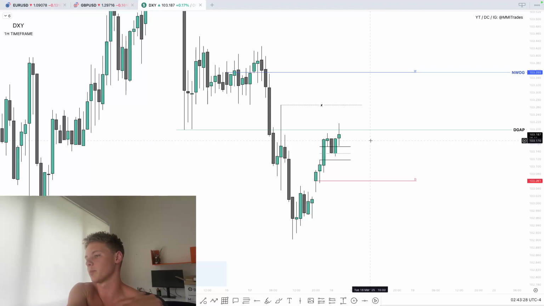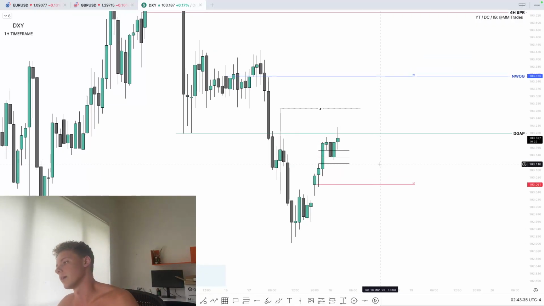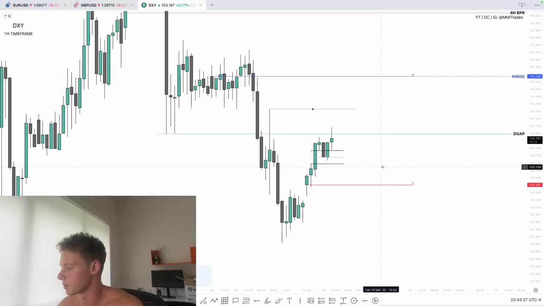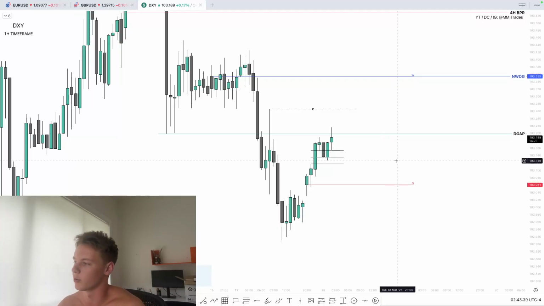So overall, it's not super clear today what price wants to do. So when it's not clear, just make sure you're lowering risk if you are going to be trading, or just don't trade at all and wait for clarity, right? Let's just keep it simple.